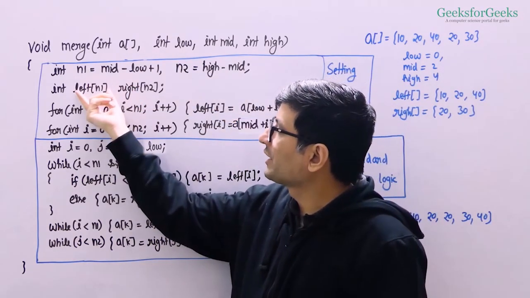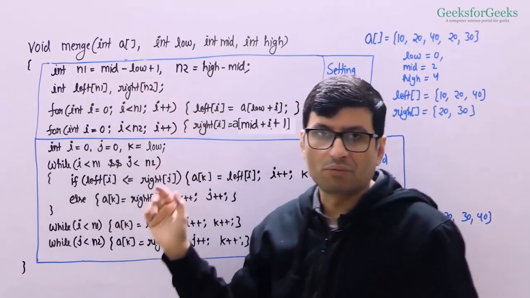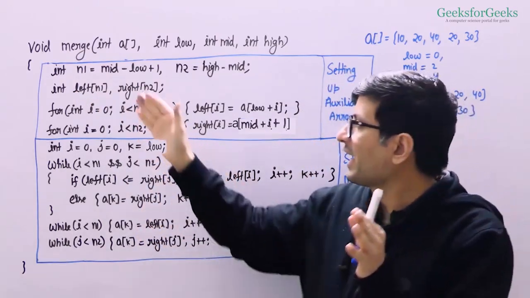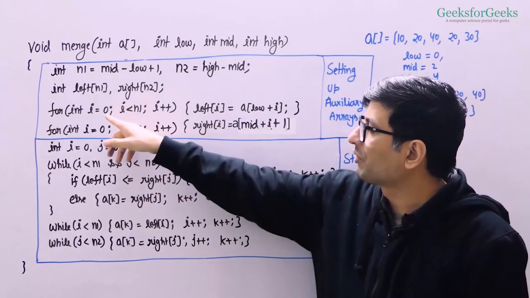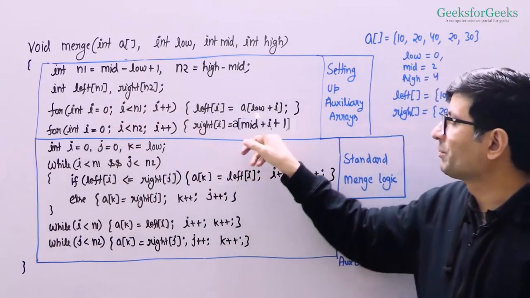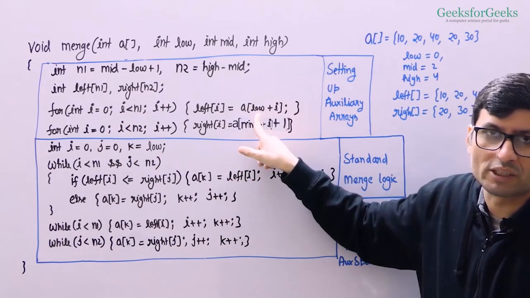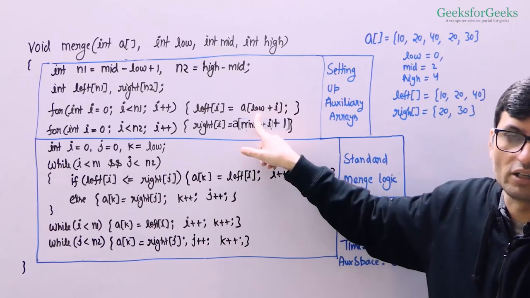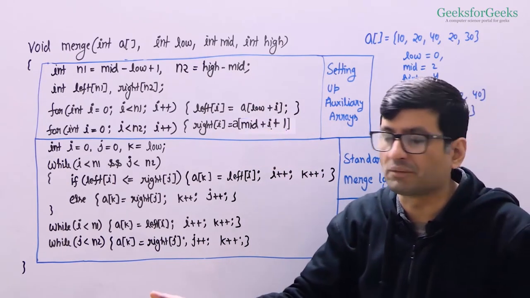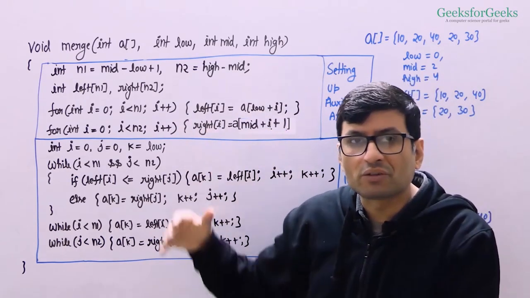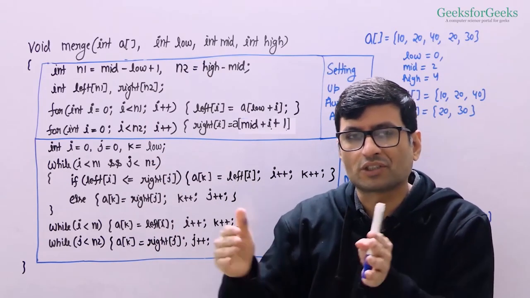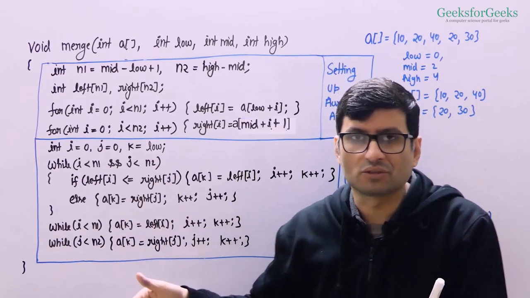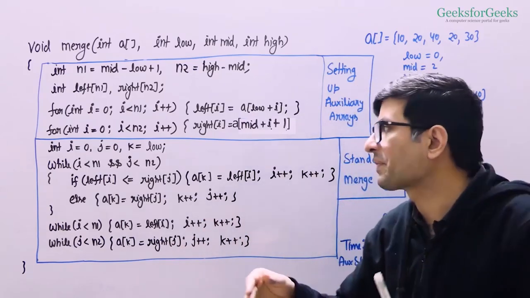We create two arrays, left and right. We copy the first n1 elements of our given array to left. We run a loop from 0 to n1 minus 1 and copy the elements starting from index low plus i. See, this is important. Low might not be 0 all the time. The reason is, we are going to use this merge function in the merge sort, and merge sort would call this merge function for intermediate subarrays also, where low might not be 0.